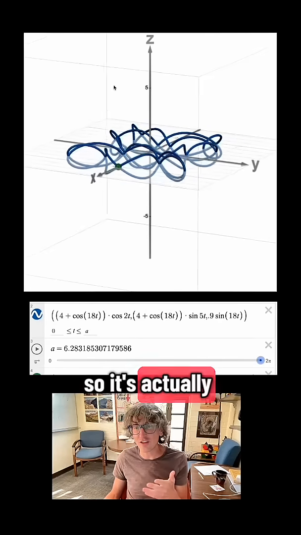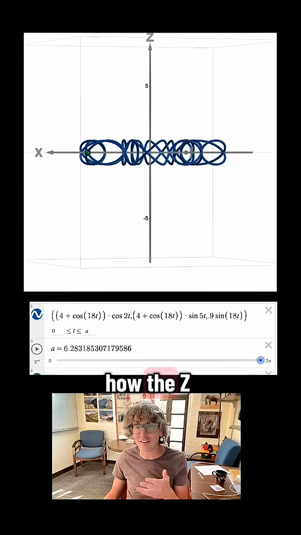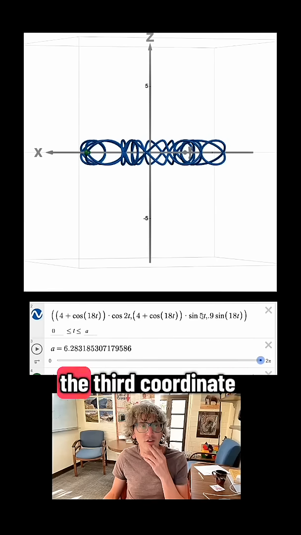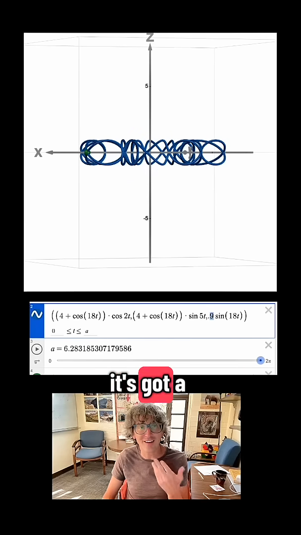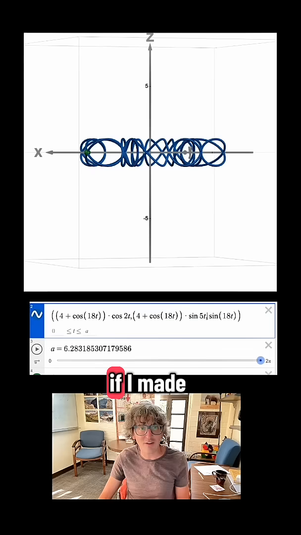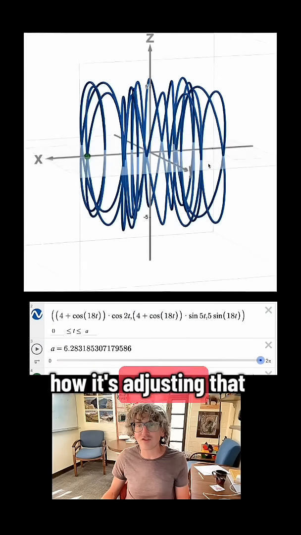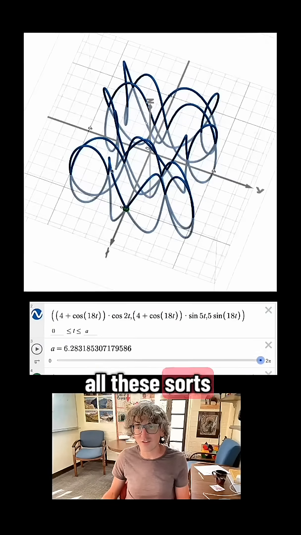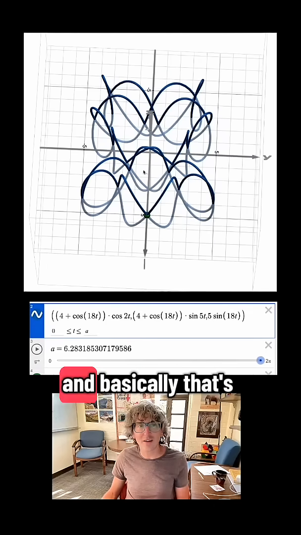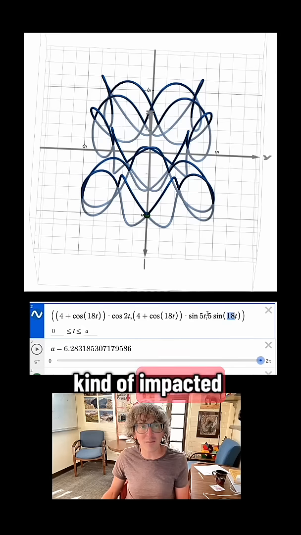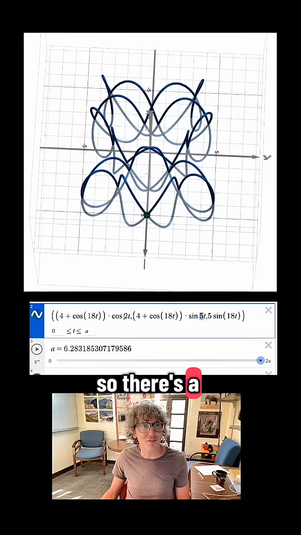So it's actually 3D, and if you want to see how the z coordinate is working, just look at the third coordinate up here, right? It's got a scale factor of 0.9. If I made that bigger, like 2 or 3 or even 5, you can see how it's adjusting that. Now we have all these sorts of coils going on, and basically that's impacted by these two numbers here. So there's a 5 and a 2.